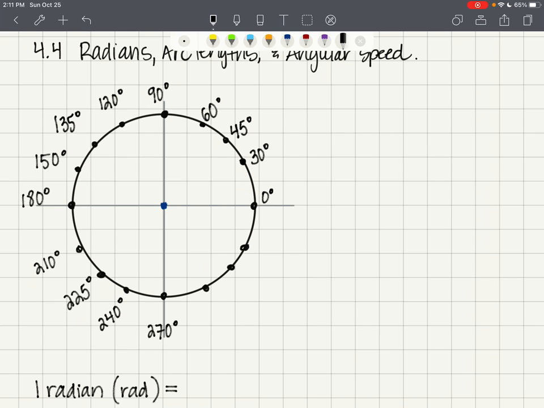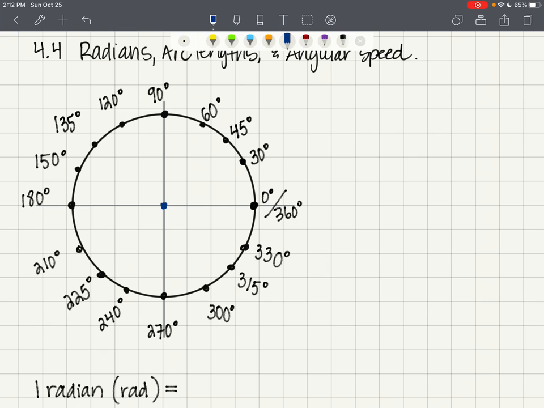One last time, plus 30 degrees is 300 degrees, plus 15 is 315, plus 15 is 330, and plus 30 is 360 degrees. So our position at the positive x-axis is 0 degrees, and at the same time 360 degrees. So we start at 0, we end at 360.